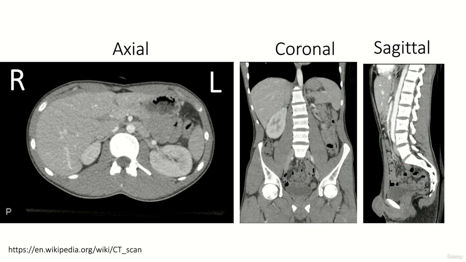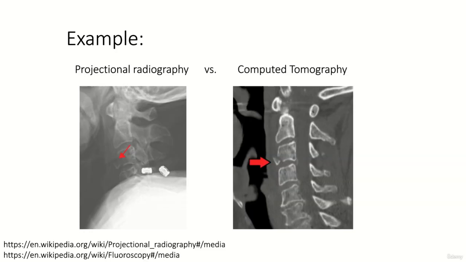Let us conclude this lecture with a comparison between an X-ray image and the corresponding CT scan. Here you can see an example how CTs can provide better diagnostic confidence compared to projection radiography. The fracture of the third vertebra can be detected much easier and more accurately on the CT scan compared to the corresponding X-ray image.